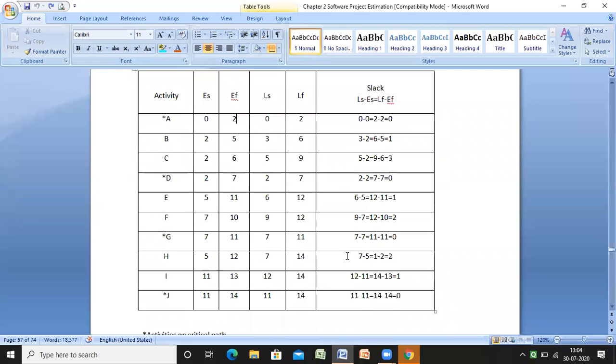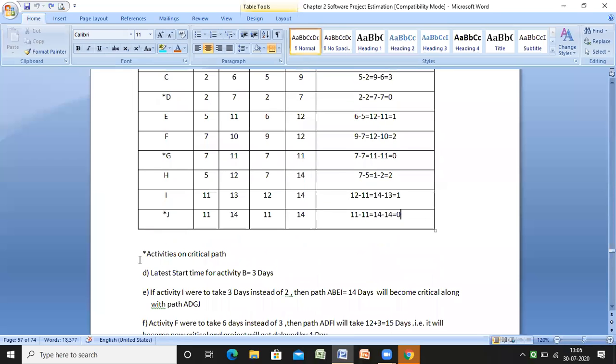What the table gives us an idea about is that the slack period for A is 0, then the slack period for C is also 0, G also 0, and J also 0. We calculate the difference between latest start time and earliest start time, and latest finish and earliest finish, and the difference is 0. That means this is the critical path. The star I marked indicates activities on the critical path. That's why they come to 0.